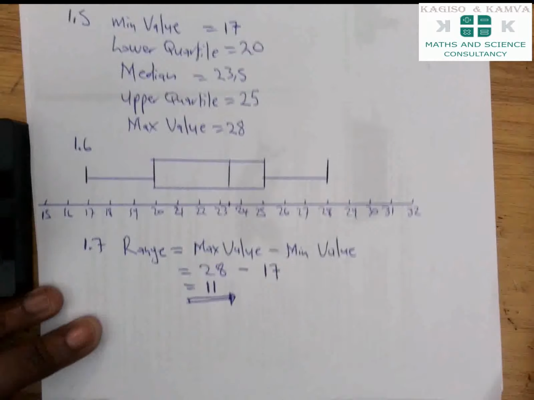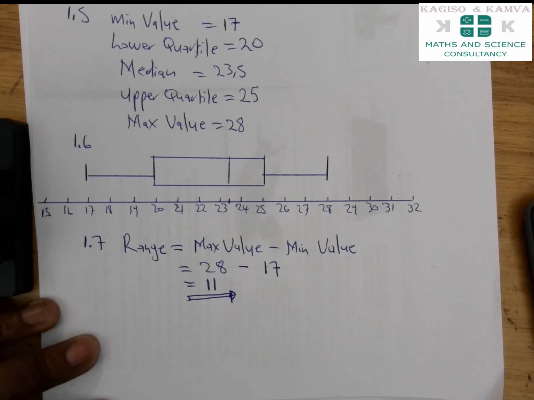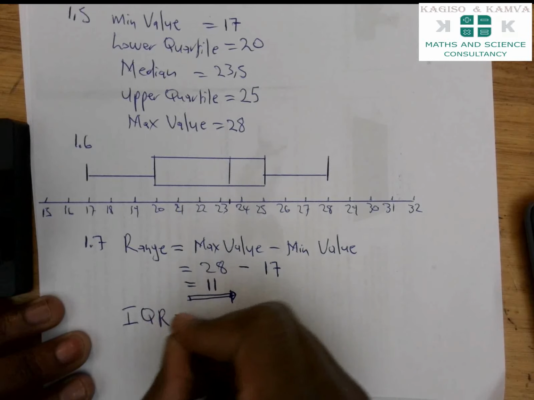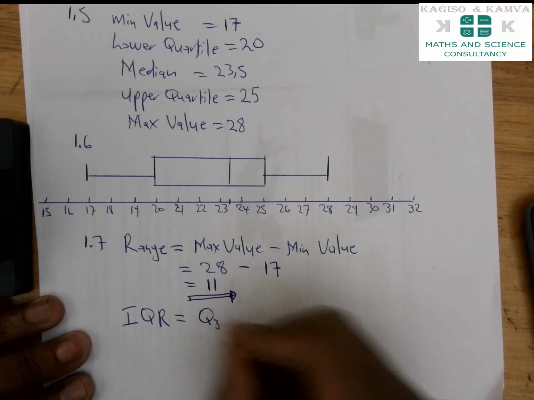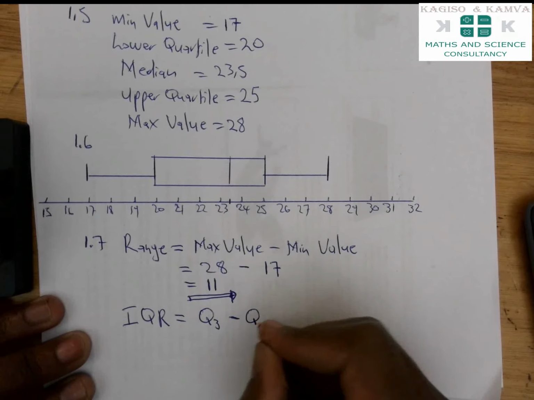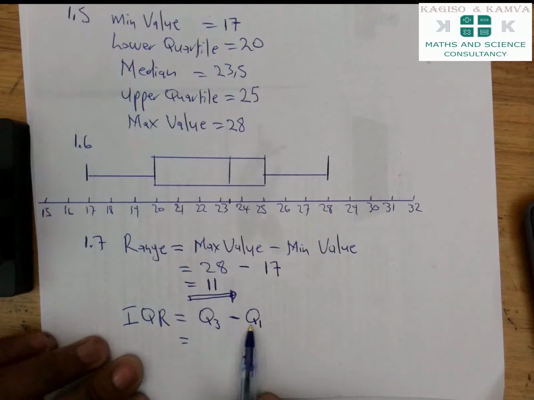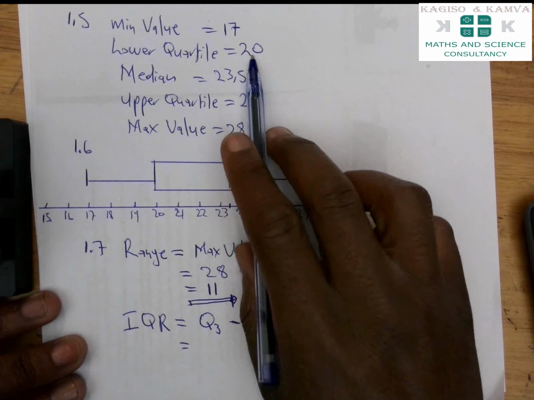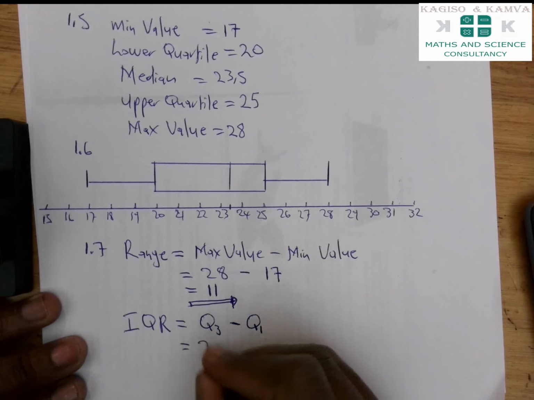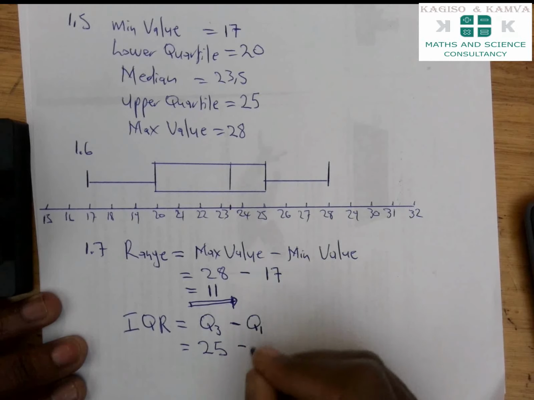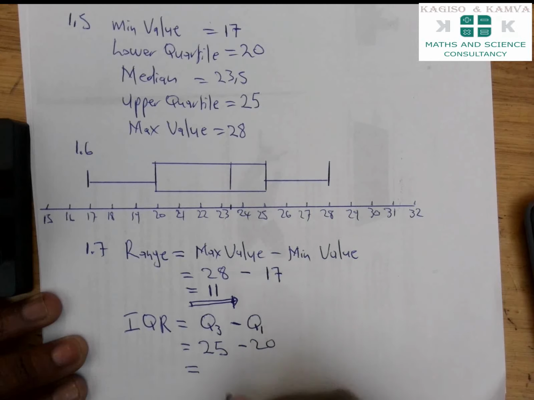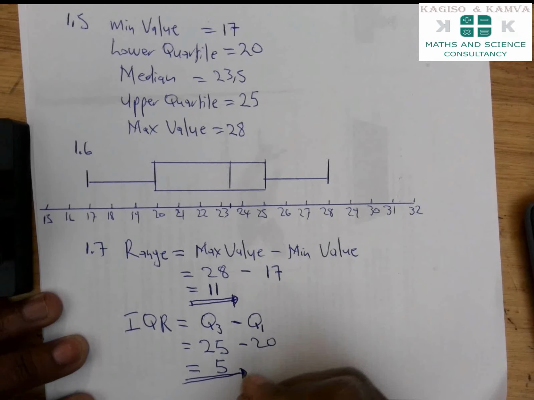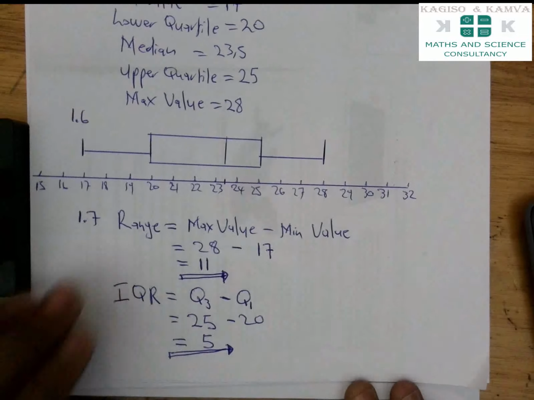So for the interquartile range, the interquartile range is equal to Q3 minus Q1, the upper quartile minus the lower quartile. The upper quartile is 25, the lower quartile is 20. So we're going to say 25 minus 20. Then the answer is what? The answer is 5.